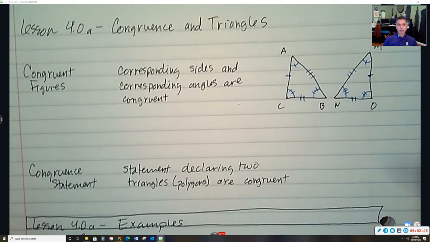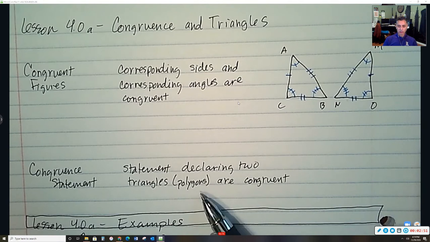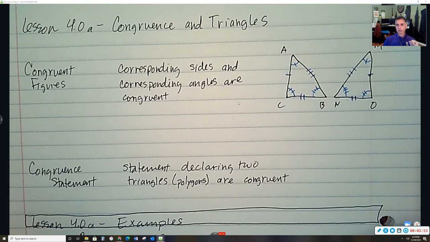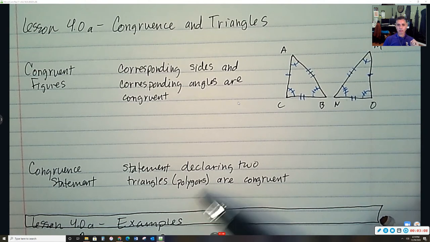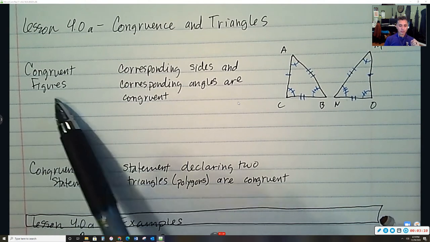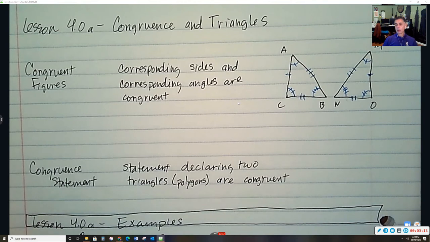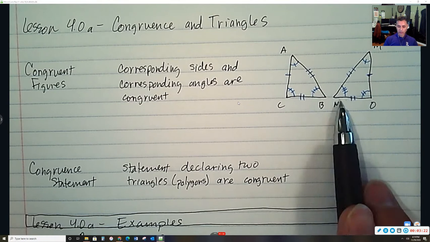And then a congruent statement, that is just a statement, like a math statement, declaring that two triangles or two figures. Here I wrote polygons, I think that's the word they use in the book. It's just declaring two objects are congruent. And again, in our case, we're going to deal a lot with triangles, so I should have just put triangles here. Same thing with this, congruent triangles. But this is true for any figure or any polygon. But if I wrote a congruent statement for this one, it would look like this.